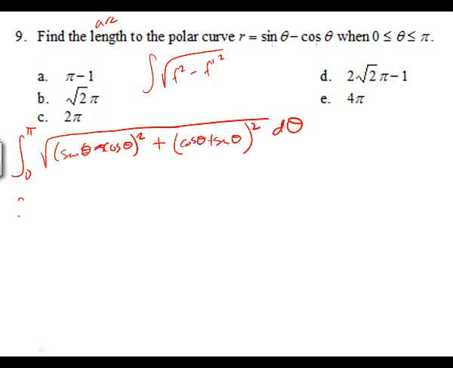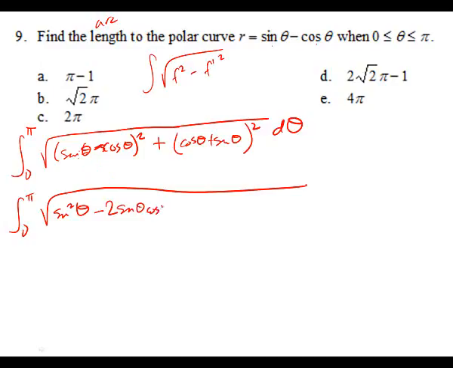Okay, so let's try foiling. Let's see if we can do the FOIL without me writing it down. So FOIL would be, first would be our outside. So sine times sine would be what? Sine squared. So sine squared theta. Sine times the negative cosine in the inside would be negative cosine sine, which I'm going to have 2 of those, right? So negative 2 sine theta cosine theta. And then negative cosine times negative cosine is going to be what? Cosine squared theta.